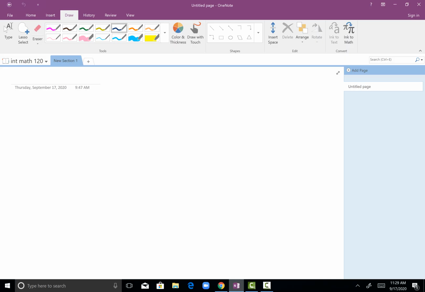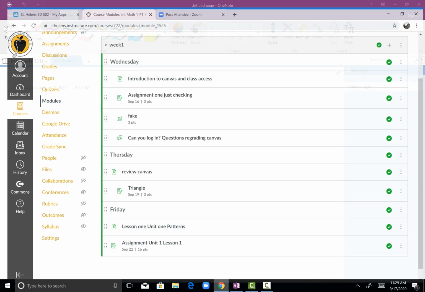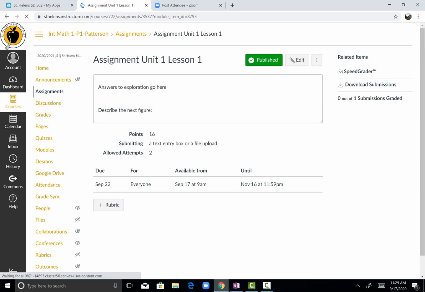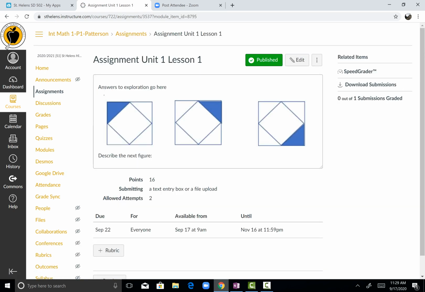Okay, so you should have been able to take the square, the figure, right? And we want to say where that blue square is. So here's what I want you to do. You're going to go into the assignment, which is right here. And again, yours is going to look a little different.